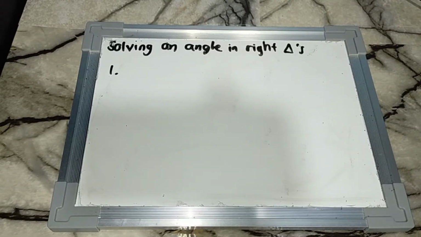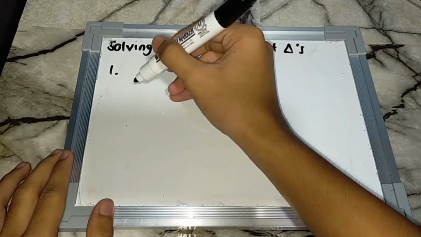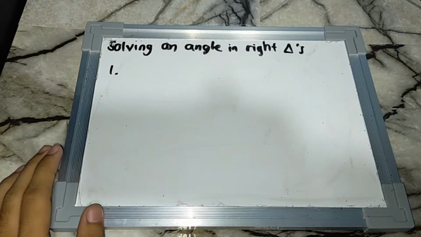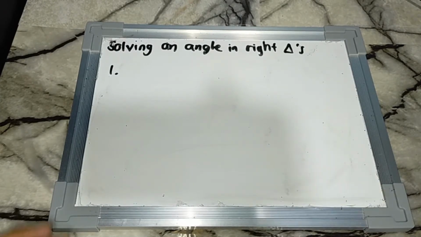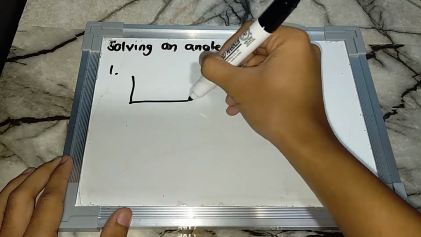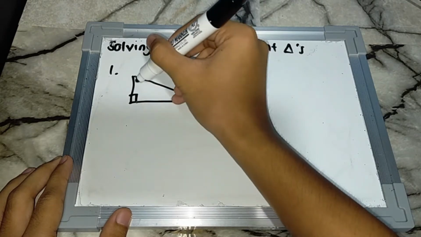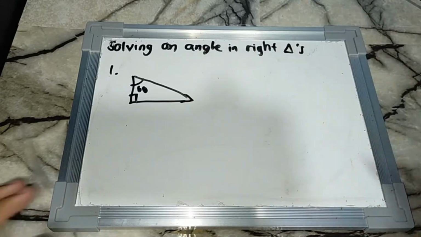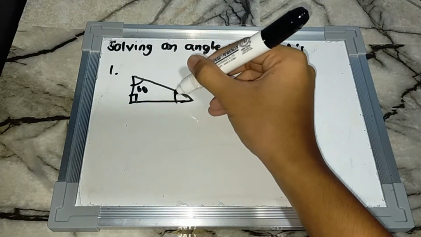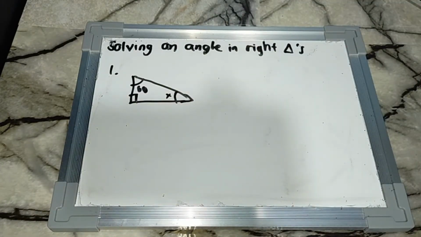Hi guys, we're back and we're going to discuss how to solve an angle in right triangles. So first, example. We have a triangle. This is 90, this is 60. So how are we going to find the value of this angle?